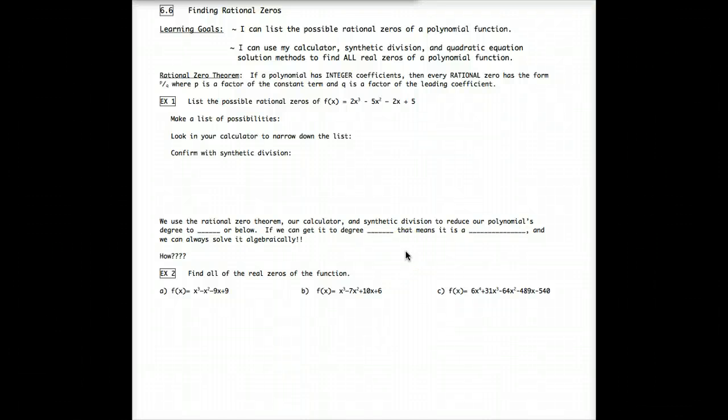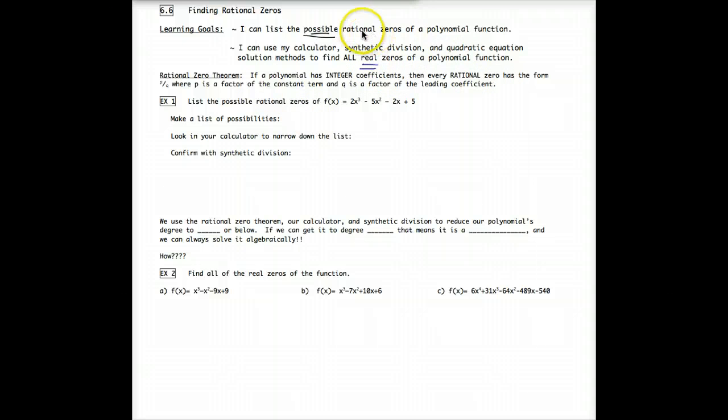Today we are going to talk about finding rational zeros. So two learning goals for today. We need to be able to list the possible rational zeros of a polynomial function. And then once we can do that, we need to be able to use your calculator, synthetic division, and quadratic equation solution methods to find all real zeros of a polynomial function.